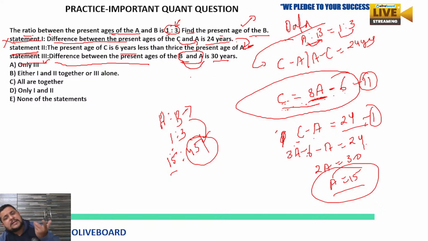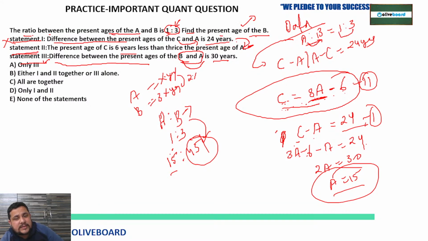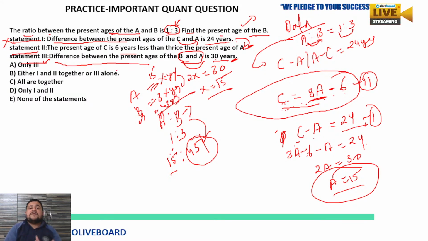So by the help of this, yes, we can easily calculate, because A's age, as per this ratio, we can assume X years, and B's age will be 3 times of that, 3x years. So the age difference is what? 3x minus x, means 2x is equal to 30 years as per the third statement. So x is equal to 15, means the age of A is coming 15. So we can easily get the age of B, that is 45. Clear? So the third one alone is sufficient to answer.